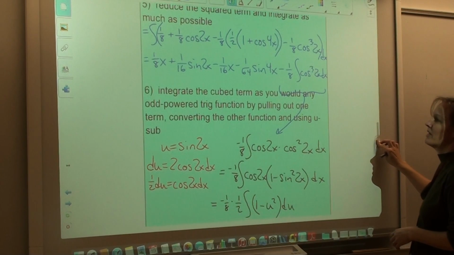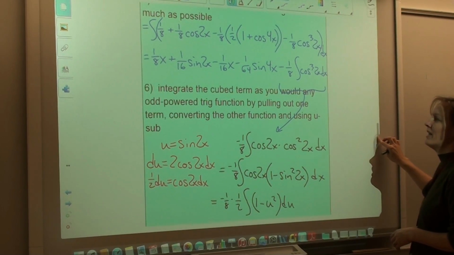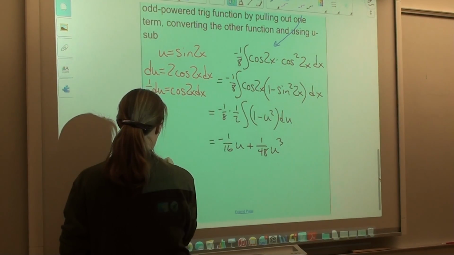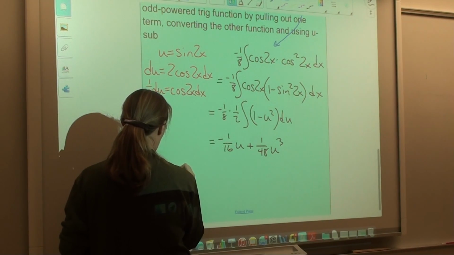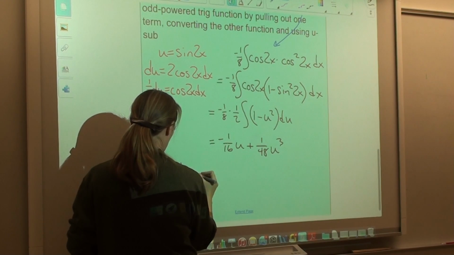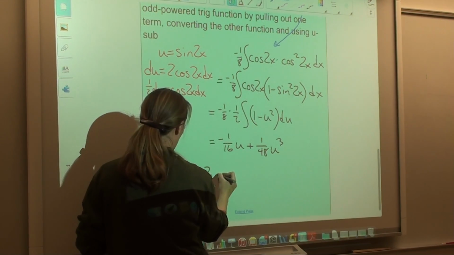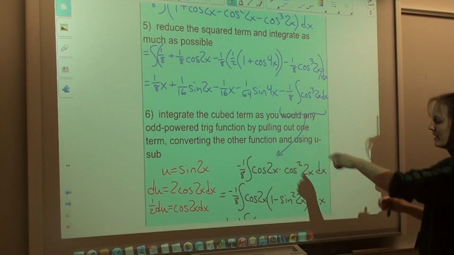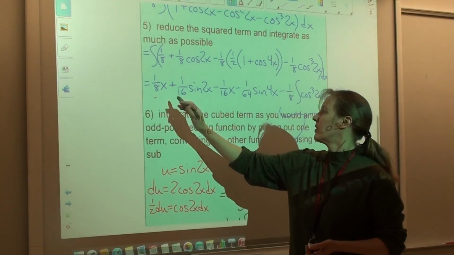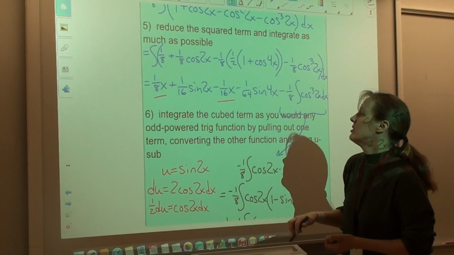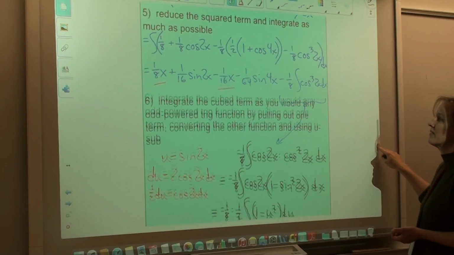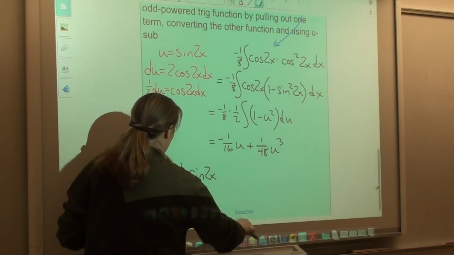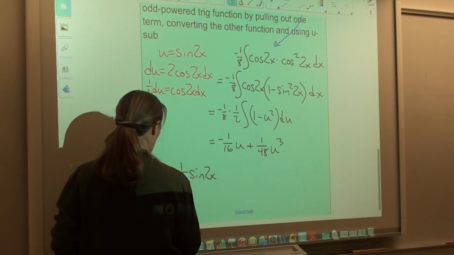So there's my integral. 1/8 x plus 1/16 sine 2x. Oh, you know what? I had like terms I could combine. So this is just a 1/16 x. Save myself a little space.